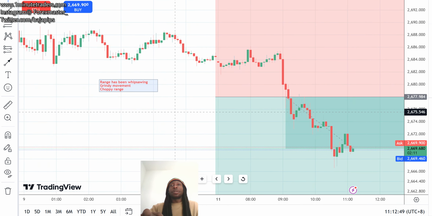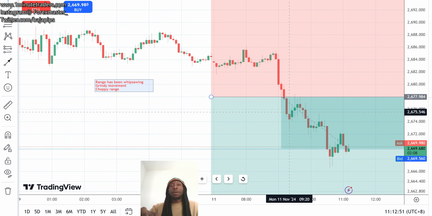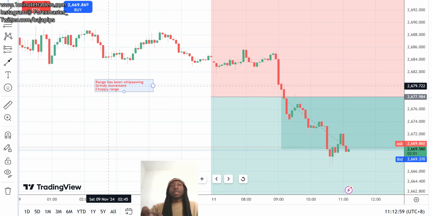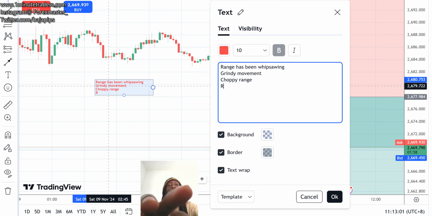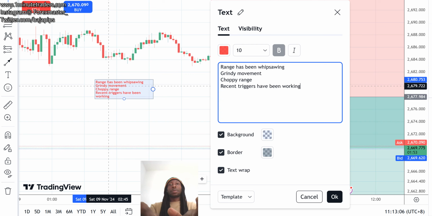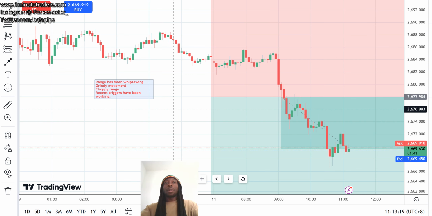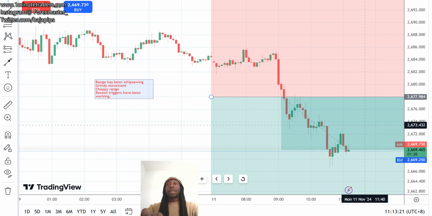Now, the past couple hours, we have a nice trend on down, pullback, TC has been working. You can see that. So that's what I'm gonna say next. Recent triggers have been working. And what I look for is I look for evidence that my setups, my patterns that I trade have been showing good movement, good signs. And then I'm just gonna make sure that my risk is solid.